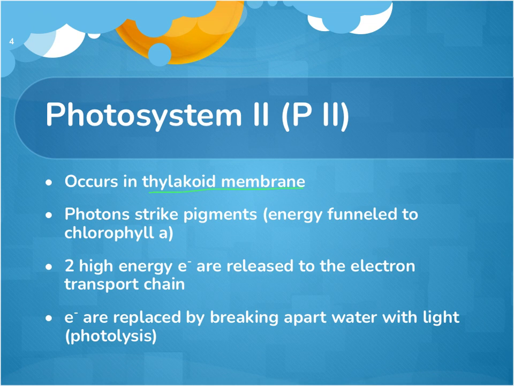And what happens is that a photon strikes pigments. Photons are particles of light, so they can carry energy, and that energy is funneled into chlorophyll A. When photosystem 2 is struck by the photons, two high energy electrons are released, and they go to the electron transport chain. The electrons are replaced by breaking apart water with something called photolysis, or using light to break apart water, because photo means light and lyse means to break apart.